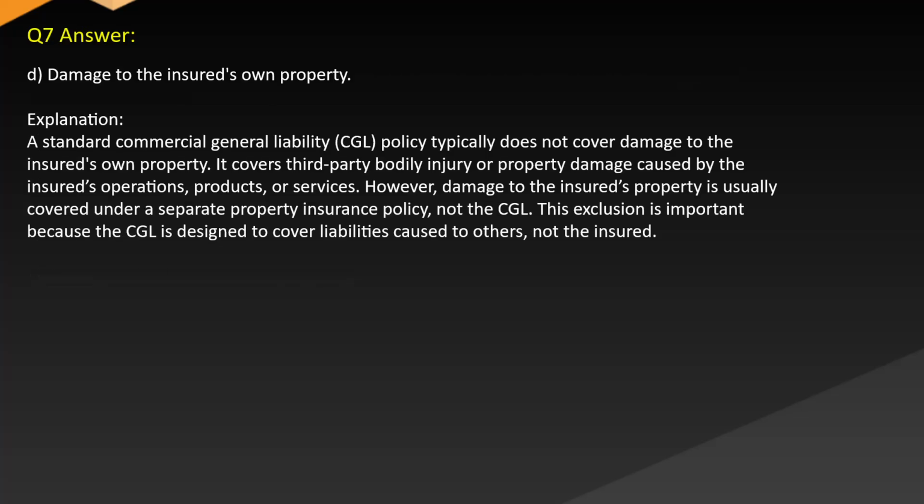Answer: D. Damage to the insured's own property. Explanation: A standard commercial general liability (CGL) policy typically does not cover damage to the insured's own property. It covers third-party bodily injury or property damage caused by the insured's operations, products, or services. However, damage to the insured's property is usually covered under a separate property insurance policy, not the CGL. This exclusion is important because the CGL is designed to cover liabilities caused to others, not the insured.